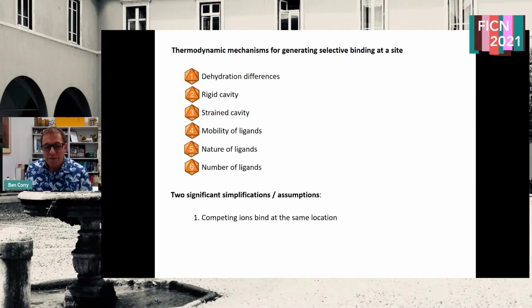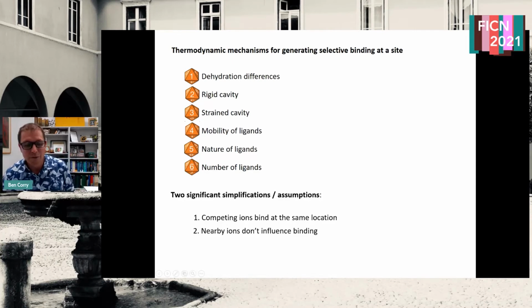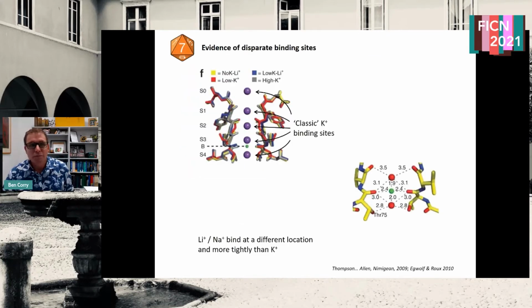And that is that so far we've essentially assumed that competing ions bind at exactly the same location. Now, if they bind at different locations, then we have to consider how these factors change at those 2 different sites. And also, we've just looked at single ions. We haven't looked at how nearby ions influence binding. And we know that a lot of channels and nanopores do have multiple ions in them. So let's think about how we can tackle these factors.